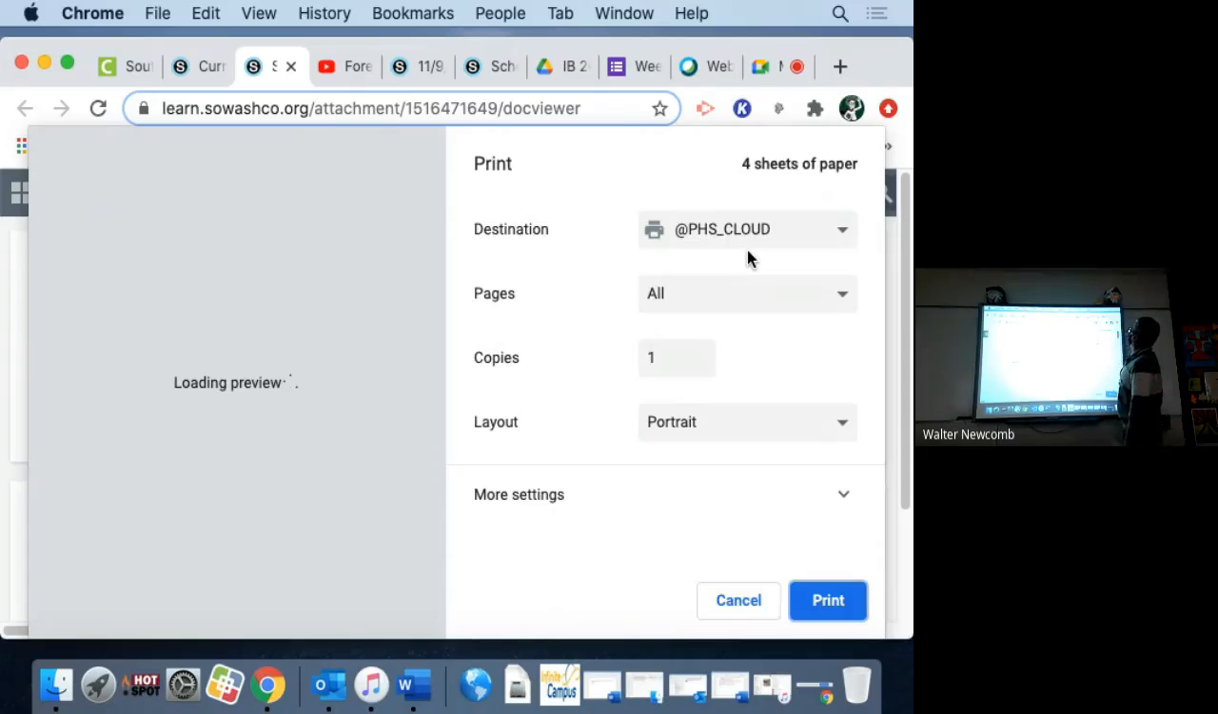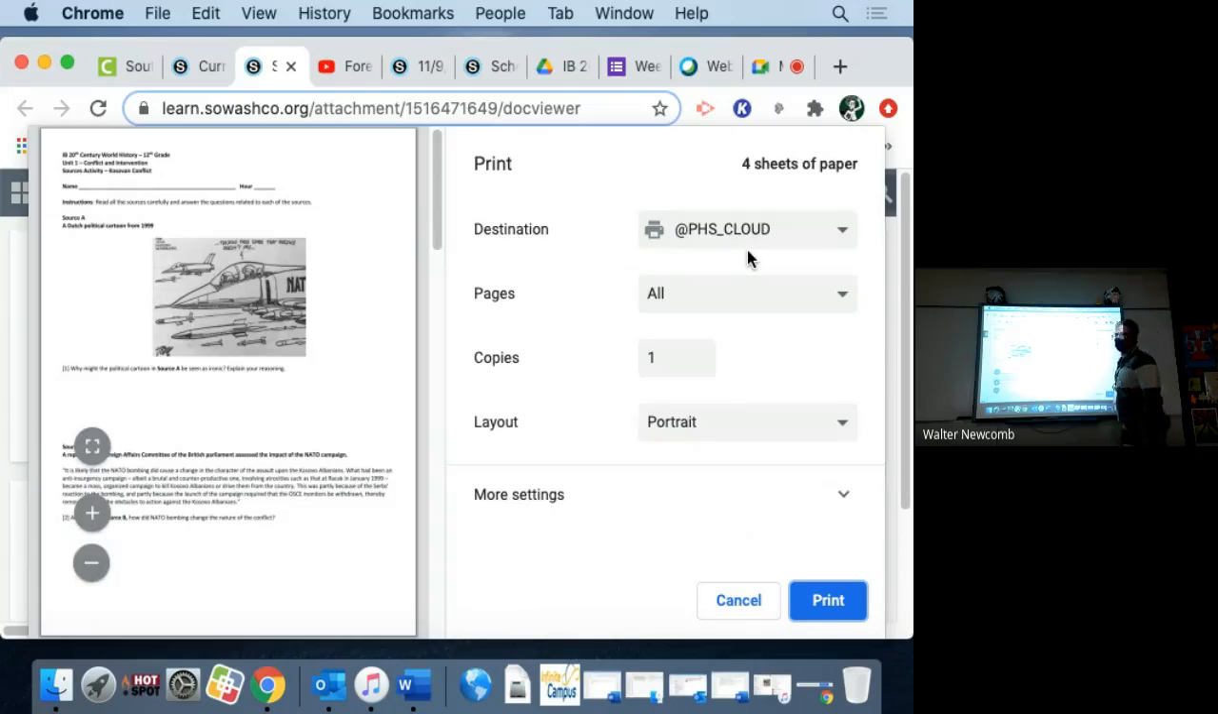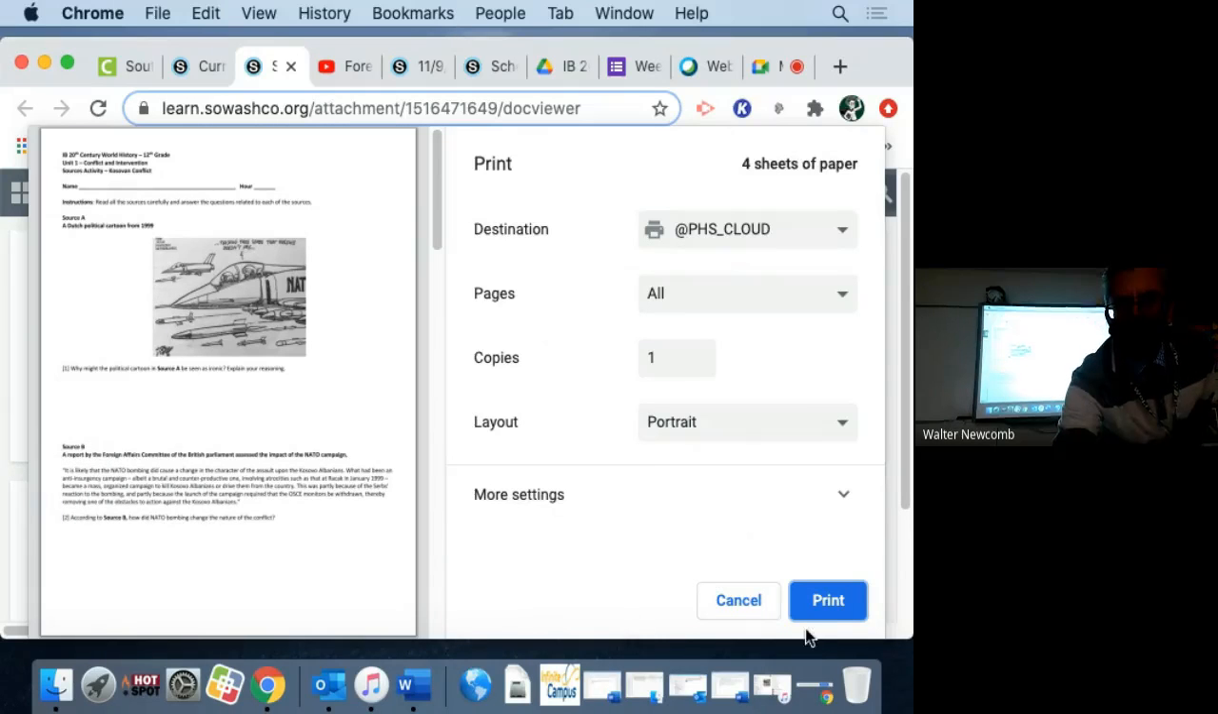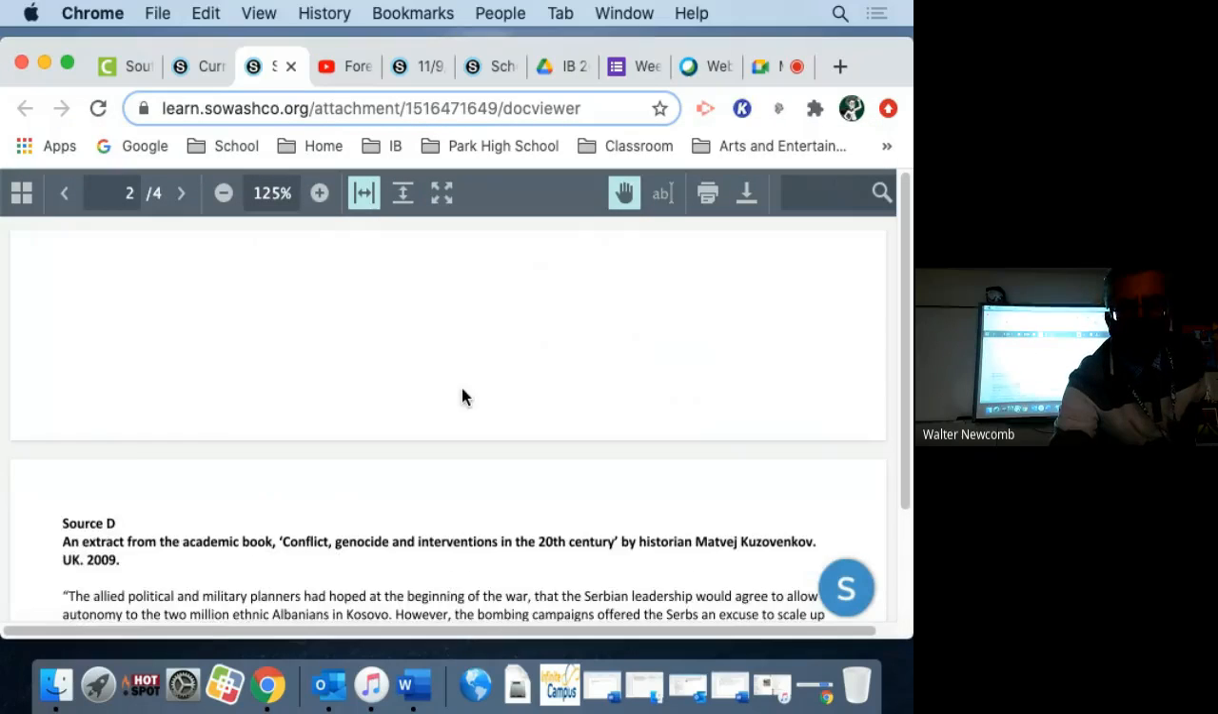All right, what do we got here? Me and my fingers. I want to print something. I don't want to print something. All right.